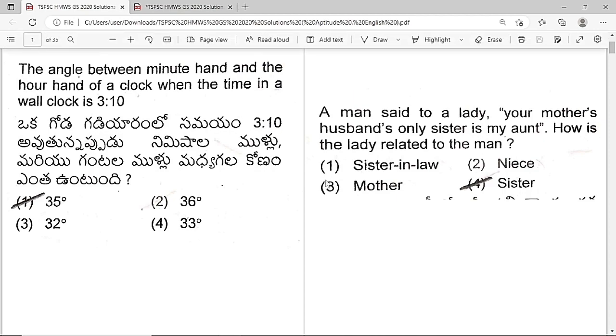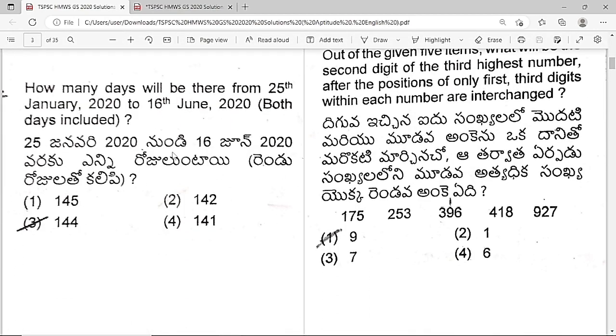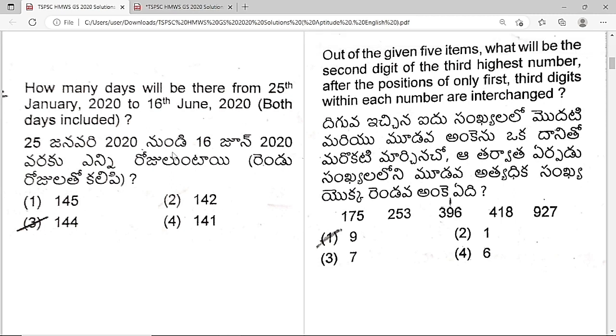So now let's go for another question. You can see clearly here, this is another question. The question says: how many days will be there from the 25th January 2020 to the 16th June 2020, both days included?